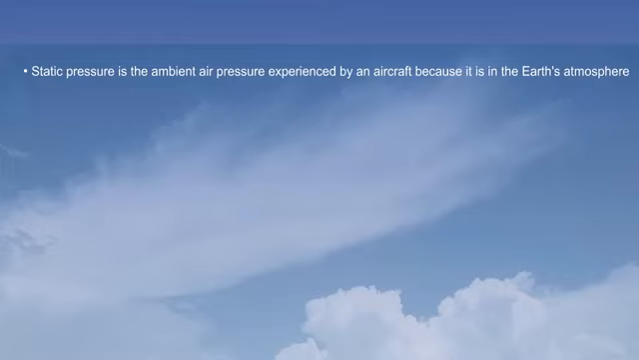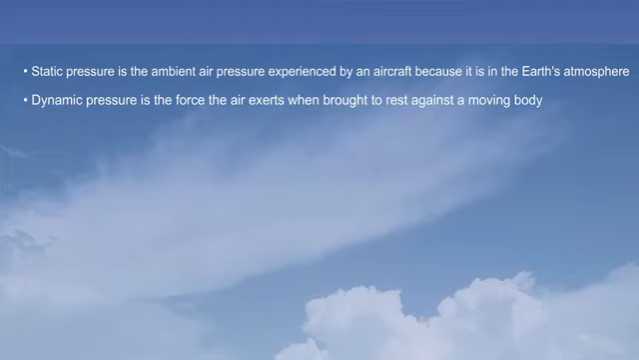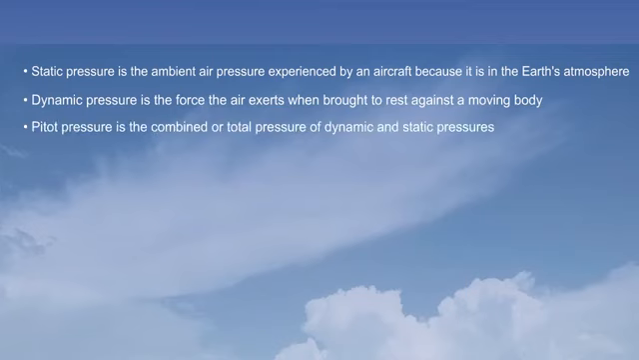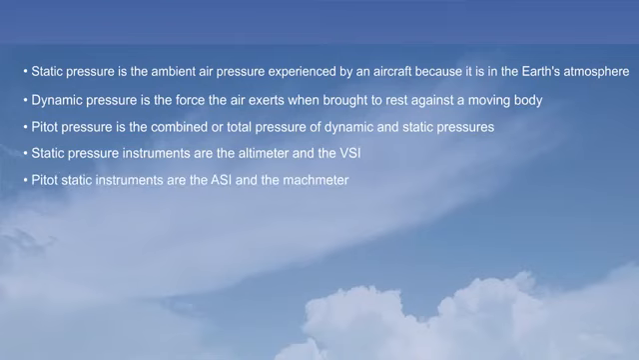To summarise then, static pressure is the ambient air pressure experienced by an aircraft because it is in the Earth's atmosphere. Dynamic pressure is the force the air exerts when brought to rest against a moving body. Pitot pressure is the combined or total pressure of dynamic and static pressures. The basic flight instruments which use static pressure are the altimeter and the vertical speed indicator, or VSI. The basic flight instruments which use pitot and static pressure are the airspeed indicator, or ASI, and the Mach meter.